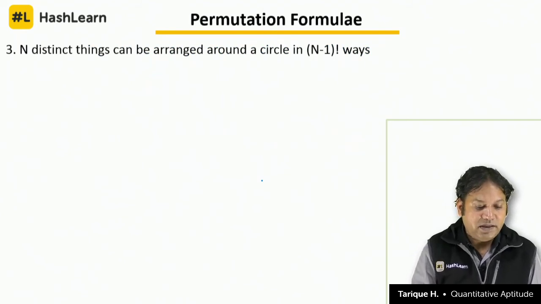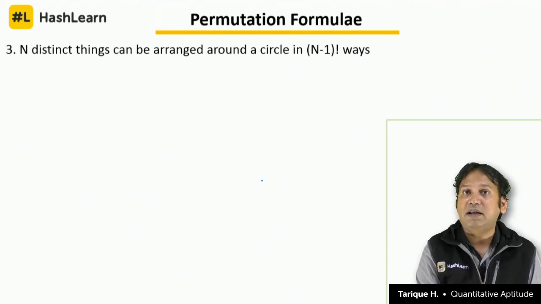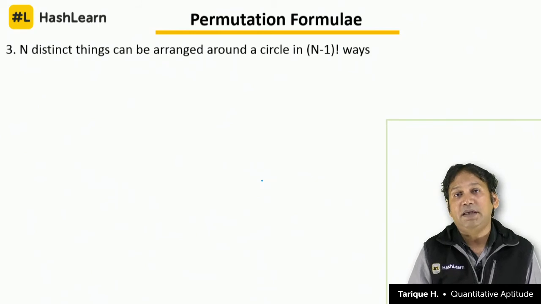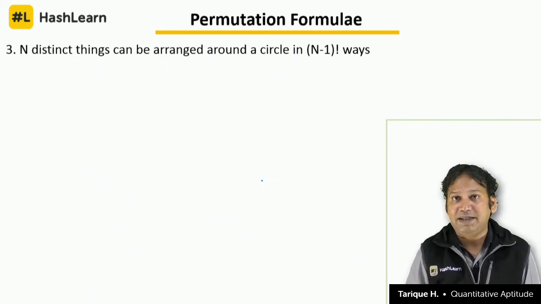Alright. Now, let us move to the next topic, that is circular permutation. When n distinct things are arranged in a straight line in a row, then the answer is n factorial ways. But if the same n things are arranged around a circle, then the answer is n minus 1 factorial.